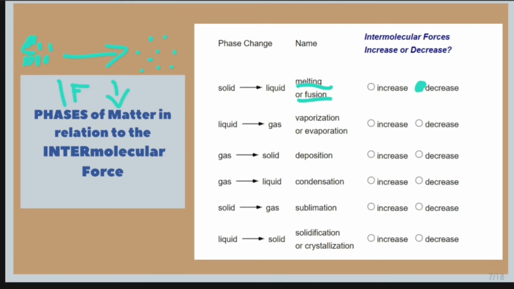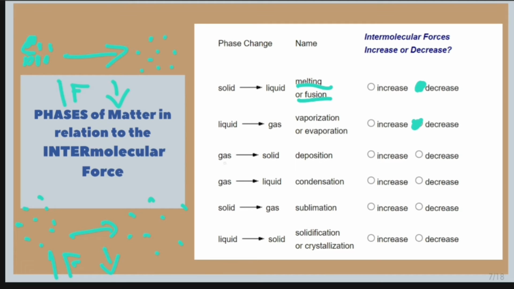How about liquid to gas? From liquid to gas, alin ba ang mas compact? Liquid, mas compact ng kaunti yung molecules niya, yung orientation niya, while the gas, masyado nang disperse. So, the IF, the intermolecular force, will be decreased.